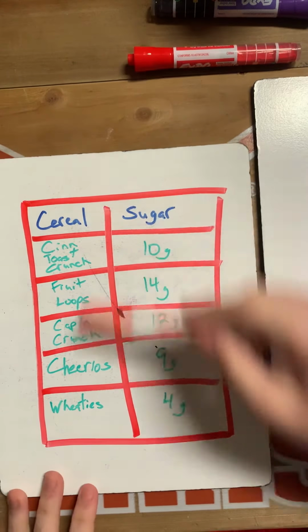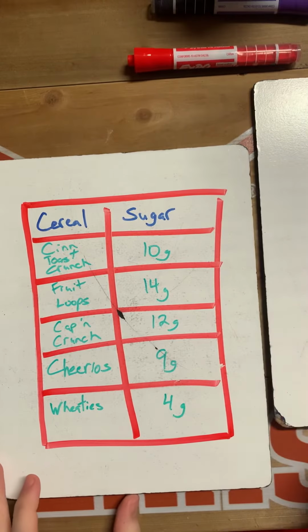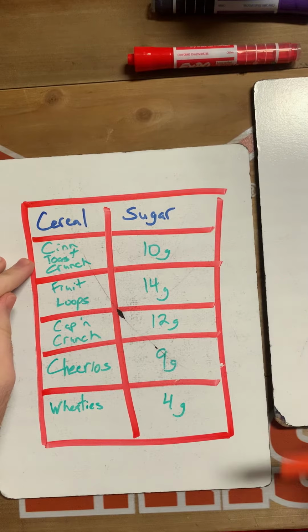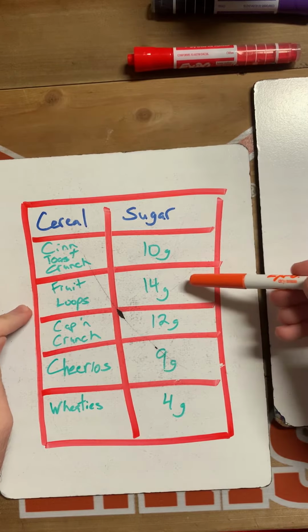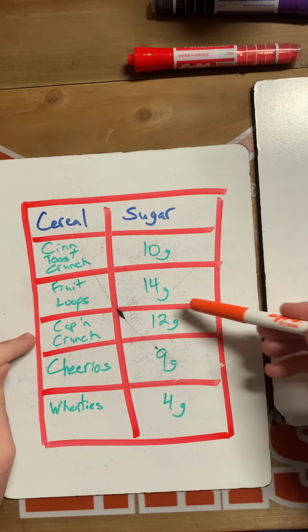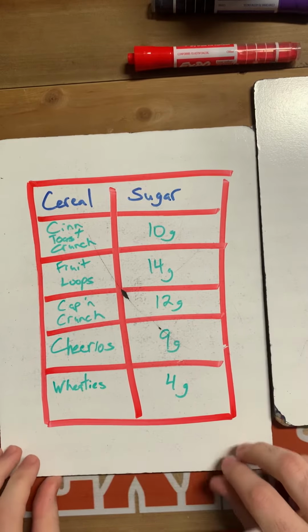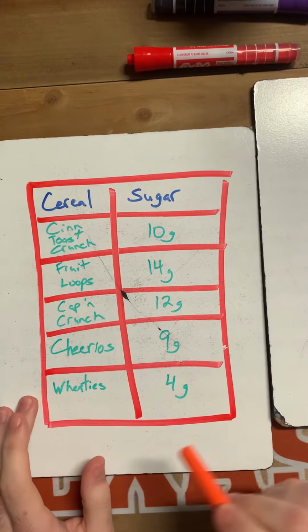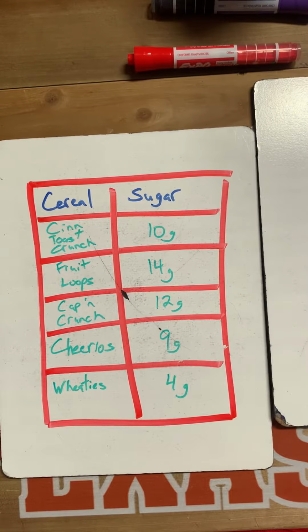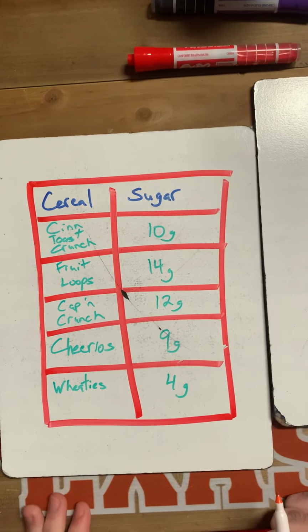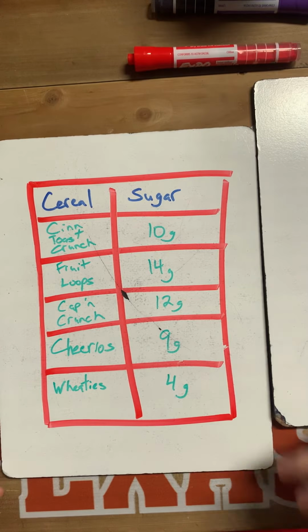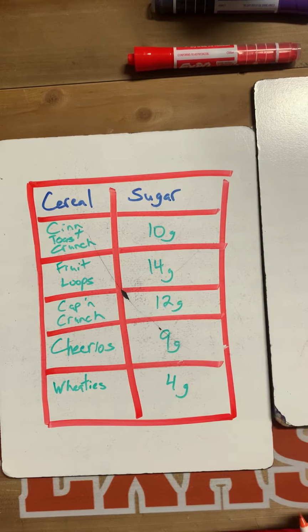So here I have 5 different cereals and the amount of sugar in those cereals. So we have Cinnamon Toast Crunch with 10 grams, Fruit Loops with 14 grams, Captain Crunch with 12 grams of sugar, Cheerios with 9 grams, and then Wheaties with 4 grams. If I wanted to find out the mean absolute deviation for the amount of sugar in these cereals, what I have to do first is find the mean. And I find the mean by adding all of these together.